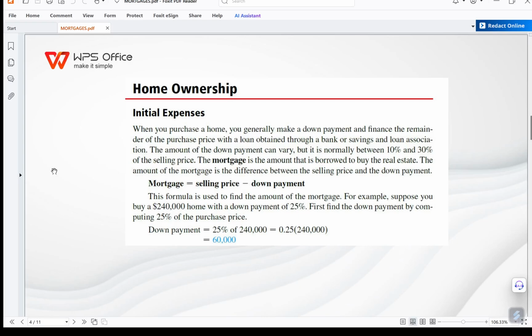So the selling price of the home you want to buy, and then we subtract the down payment required for you to get the house. This formula is used to find the amount of the mortgage. For example, suppose you buy a $240,000 home with a down payment of 25%. First, find the down payment by computing 25% of the purchase price, that is 25% of 240,000. It's the same as multiplying 0.25 by 240,000, and you get 60,000.